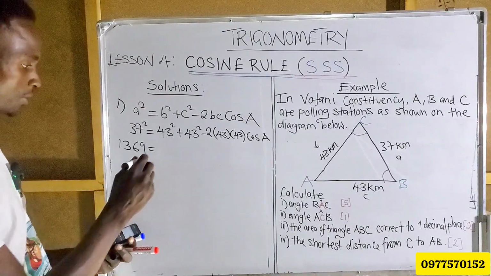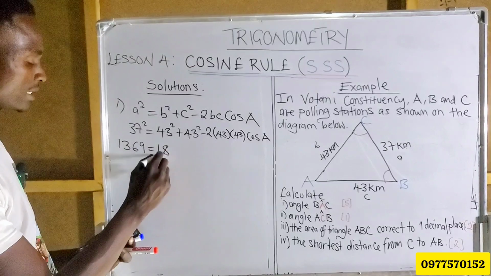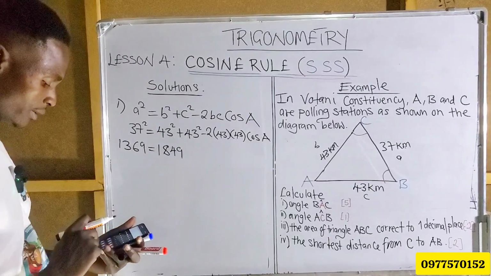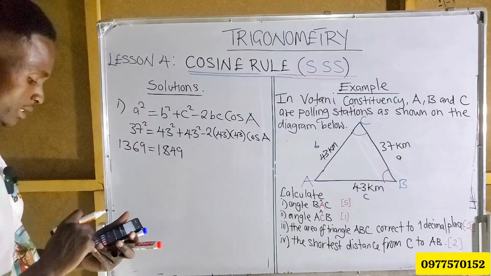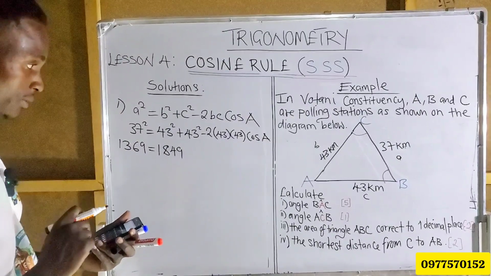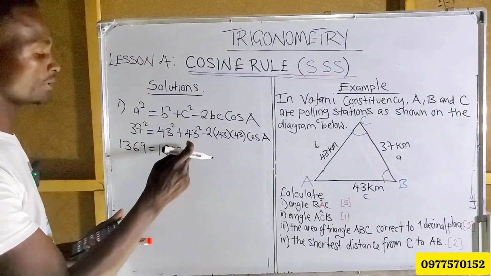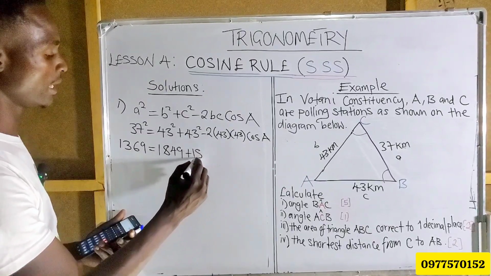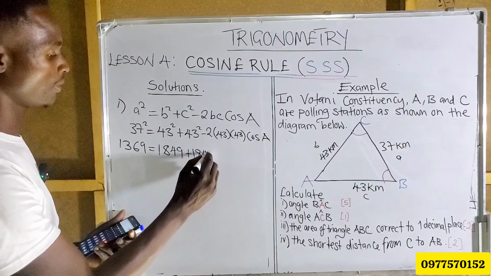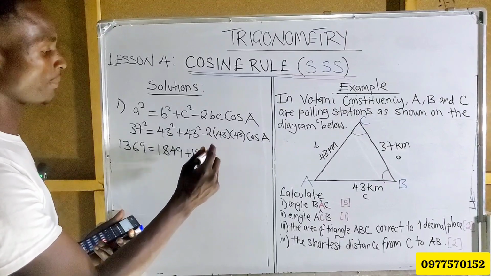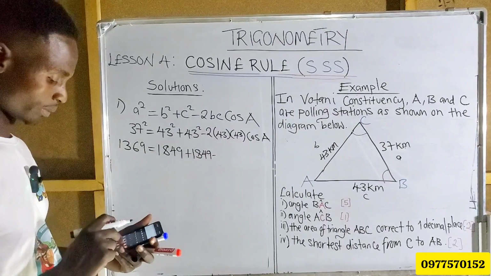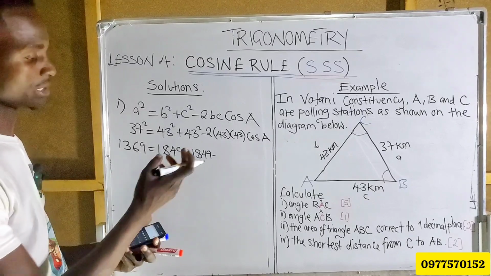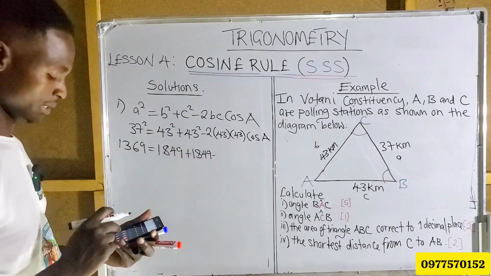Then 43 squared is 1849. Okay. 43 squared, let's double check. Yes, it's correct. Since here there's 43, even here there's 43, so you can just write the same answer, which is 1849 minus, what is 2 times 43 times 43, which is just the 2 times this number.